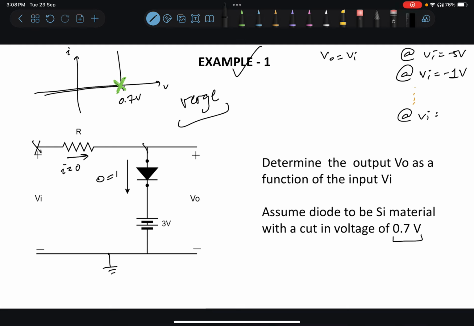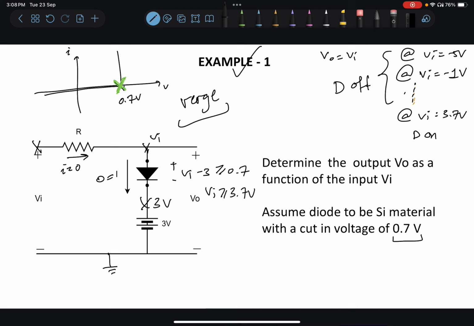If this is Vi, then this will also be Vi, and this is clamped at 3 volts. So we may say that this potential is Vi minus 3, and in order for it to conduct, it should be greater than the cut-in voltage, which is 0.7, which means that Vi should be greater than 3.7 volts. So you can keep doing this till Vi equals 3.7 volts, and after that D will conduct. So for values of Vi below this, D is off, and for values of Vi from 3.7 to 5 volts, D will be on.